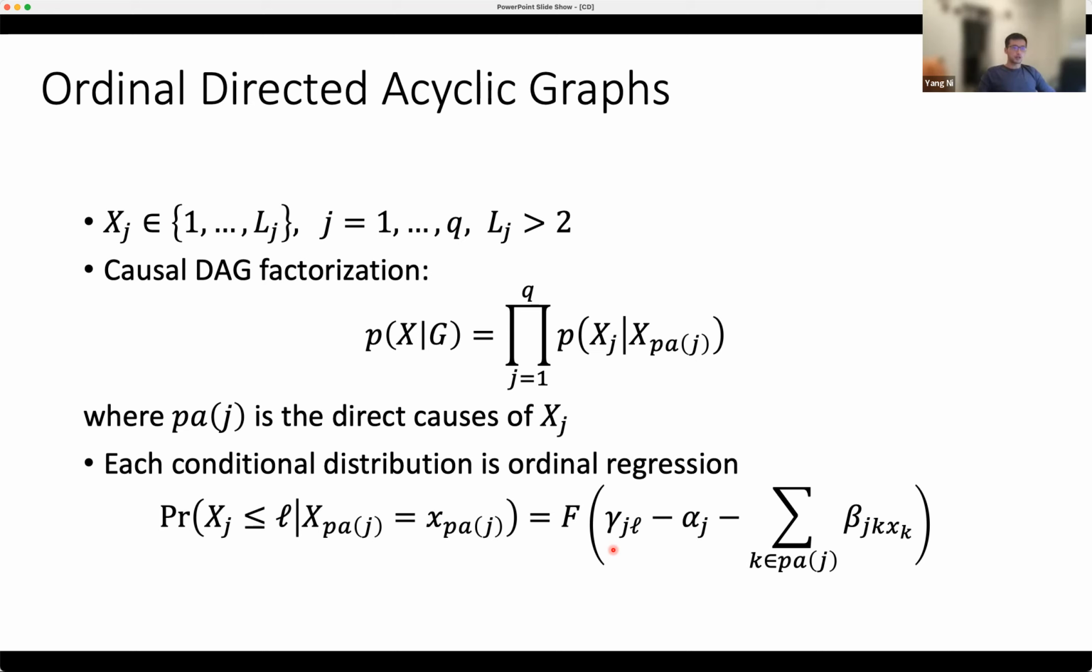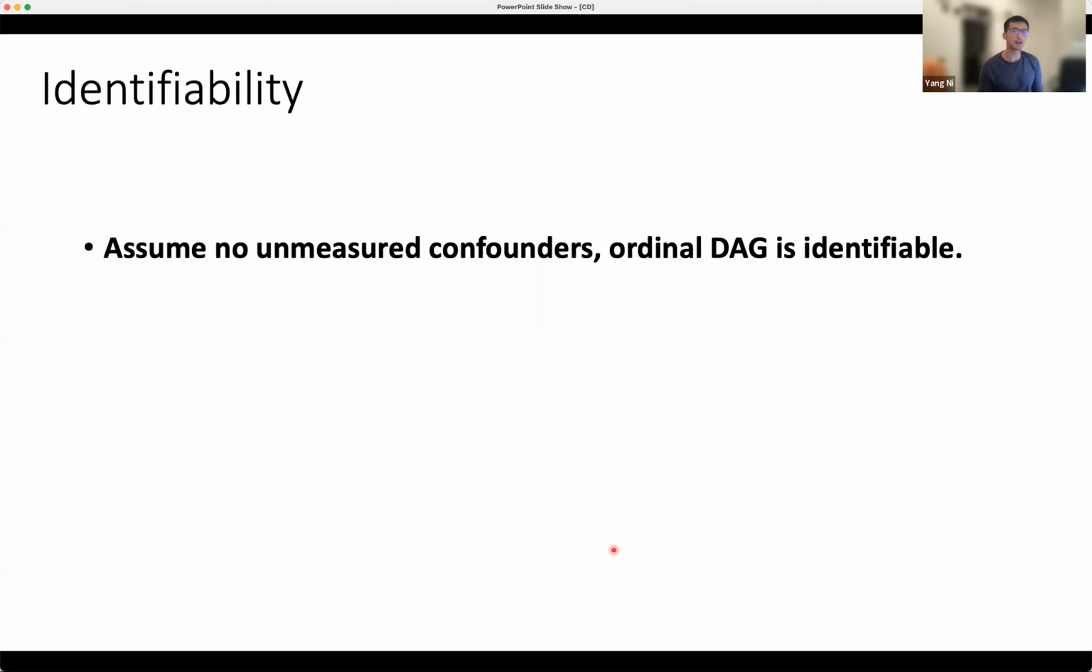But the essential question that we're going to try to answer in this part of the talk is: does this model do more than the equivalence class that we can identify with the nominal causal graphical model? The answer is yes. We can prove that if you're willing to make the no unmeasured confounder assumption. If we make this acyclic, no unmeasured confounder assumption, then we can prove the ordinal DAG, the model that we just proposed on the last slide, is uniquely identifiable, meaning that we can always identify a unique causal graph. So we don't have to worry about equivalence classes anymore.